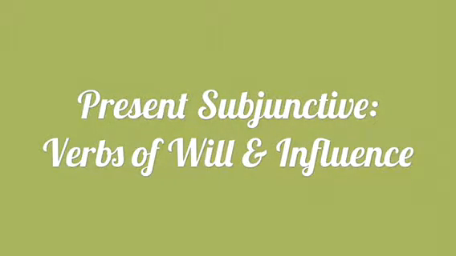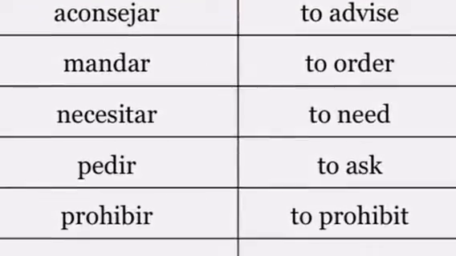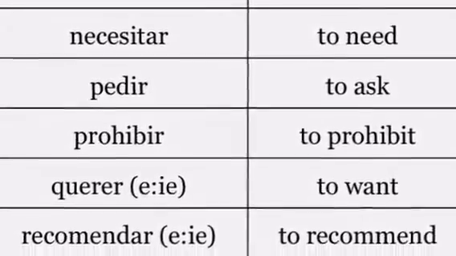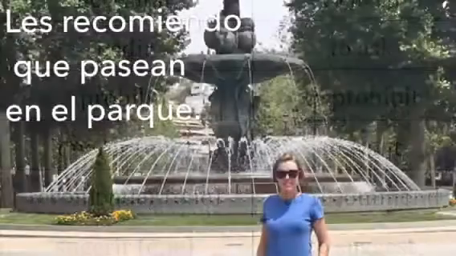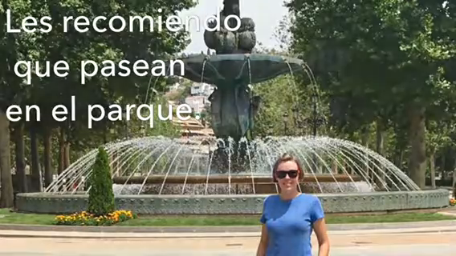One function of the present subjunctive tense is that it can be paired with verbs of will and influence to express what someone wants other people to do. To create a sentence, conjugate a verb that expresses will into the present subjunctive form along with the item or action the speaker wishes to influence. Remember that the verb prohibir carries an accent in all conjugation forms except the nosotros. An example of this is, les recomiendo que paseen en el parque.